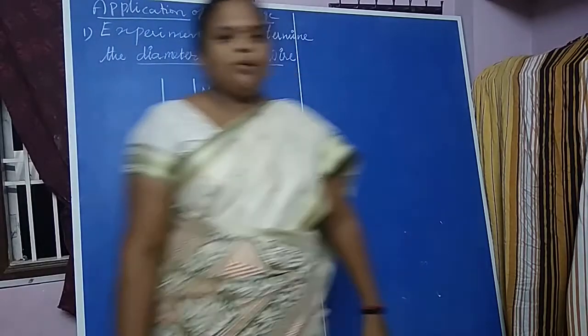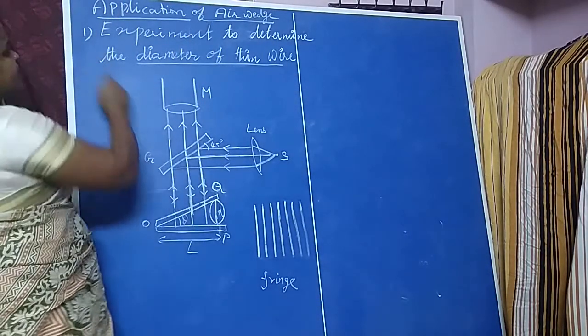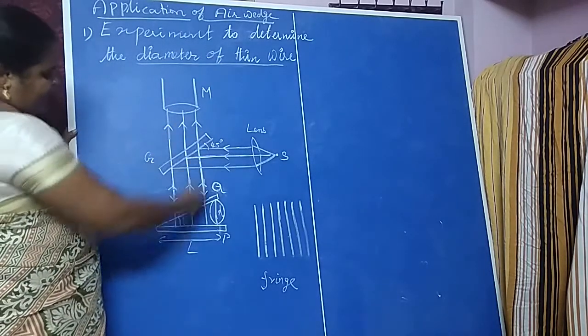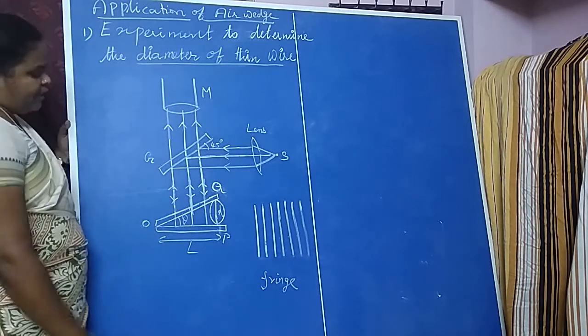In this video, I am going to discuss the application of air wedge. The first application is to determine the diameter of the thin wire. This is the experimental arrangement we are going to use to find out the diameter of thin wire.